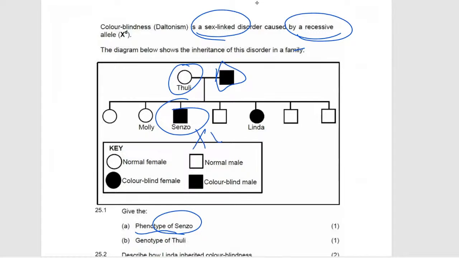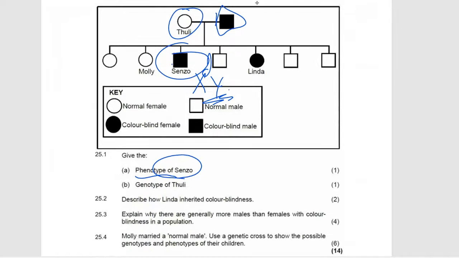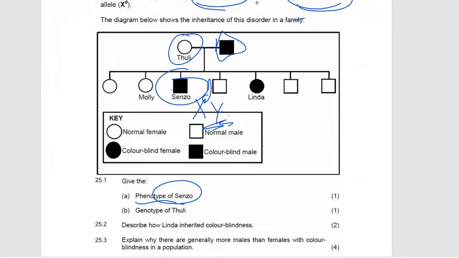So X, Y. That's the first point. And then he is affected, so it's going to be small b. Remember, Y doesn't carry anything, so you don't put anything on Y. So that is the genotype. But they want the phenotype. Senzo is a colorblind male. Don't tell me just that he is affected; affected with what? If you say affected, it's zero marks. So he's a colorblind male. You don't just say colorblind. You have to specify that he's a male because he's a box.